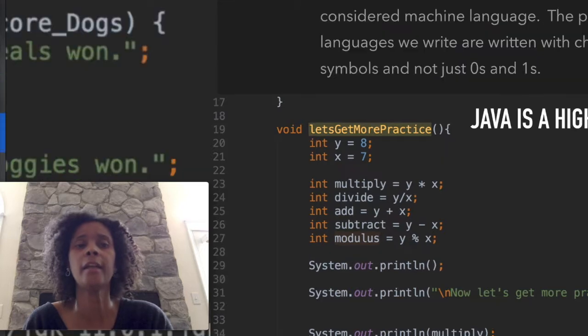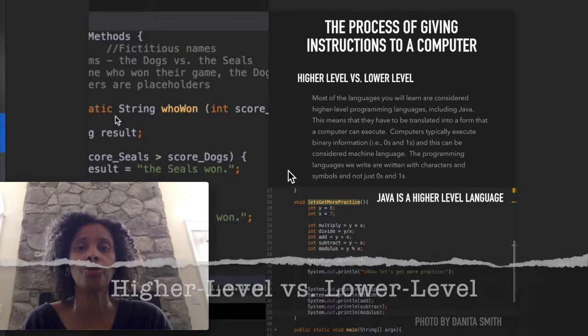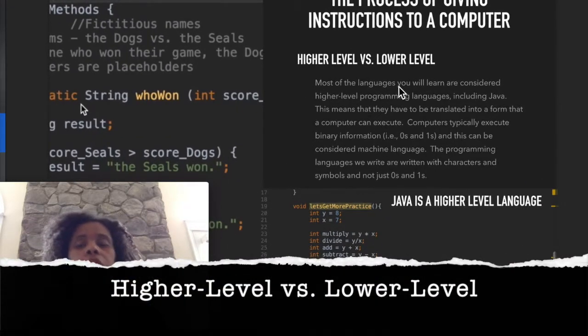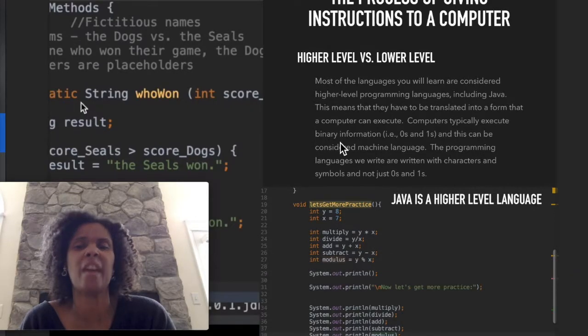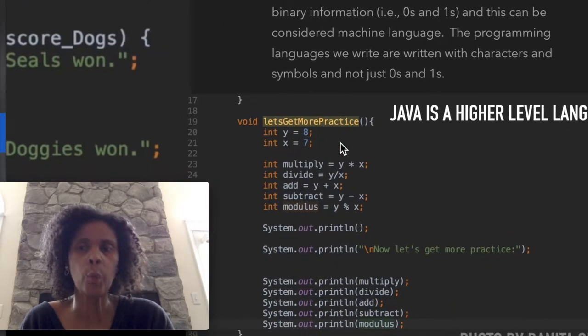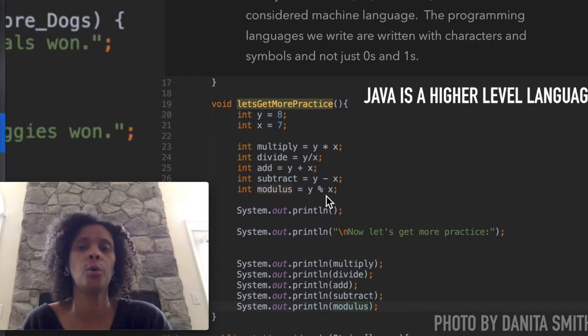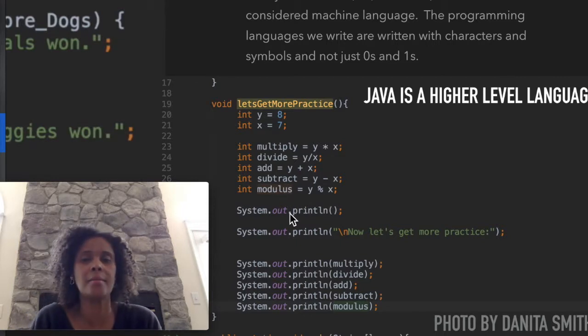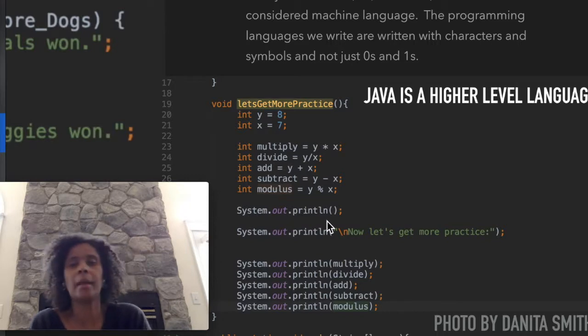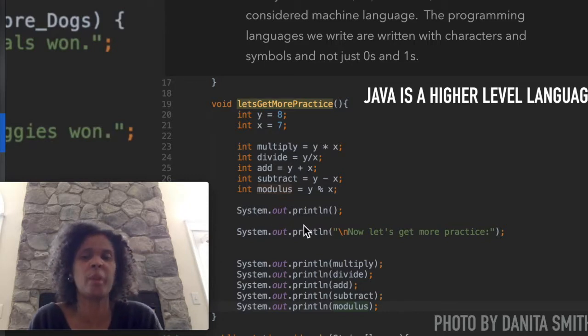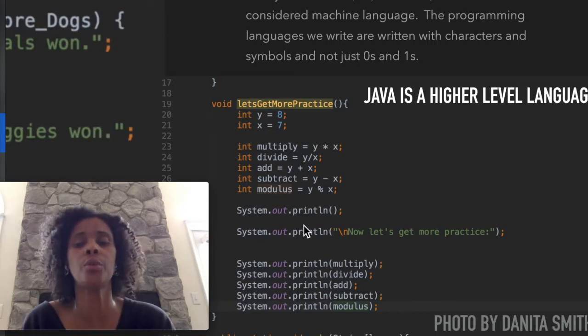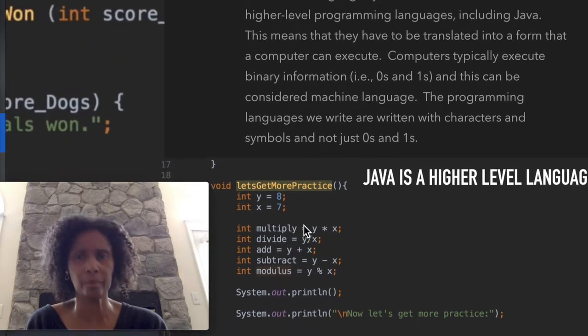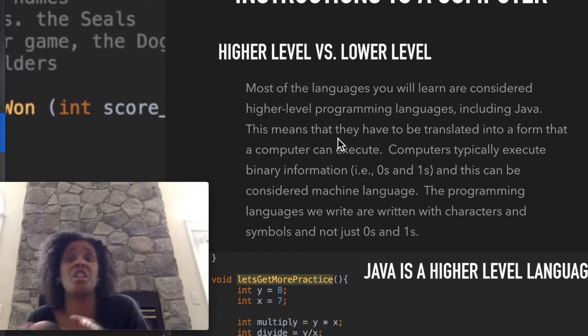So when we look at that, sometimes you hear the term higher level versus lower level programming language. So what is that? What does that actually mean? When you look at this example of code written in Java, it's a higher level language. You can understand it. The words make sense. I can see that this is System.out.println. This is going to print something to the screen or print something in some way. It's intuitive. Well, lower level languages actually are closer to machine code, a machine language.